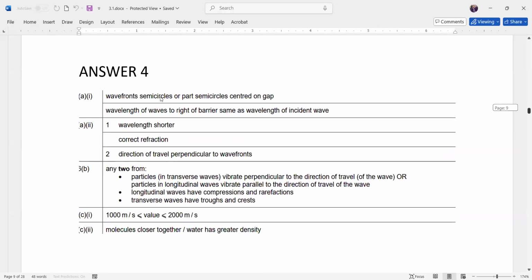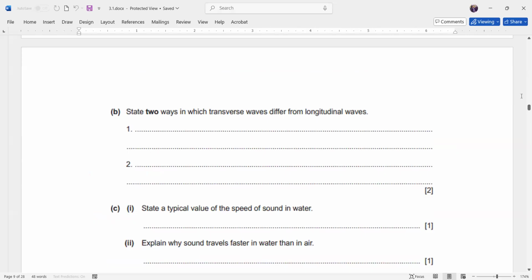See, we can write any two from this. We can say particles in a transverse wave vibrate perpendicular to the direction, or we can say particles in a longitudinal wave vibrate parallel to the direction. Or longitudinal waves have compressions and rarefactions, and transverse waves have crests and troughs. So what are the two differences? One is the vibration of the particle: in a transverse wave it is perpendicular, in a longitudinal wave it's parallel. Another one, transverse consists of crests and troughs, longitudinal consists of compressions and rarefactions.